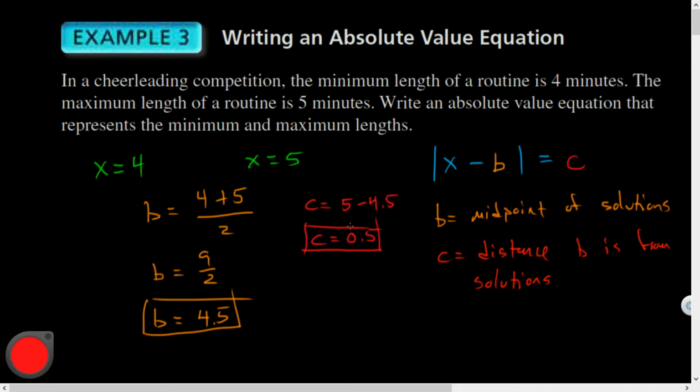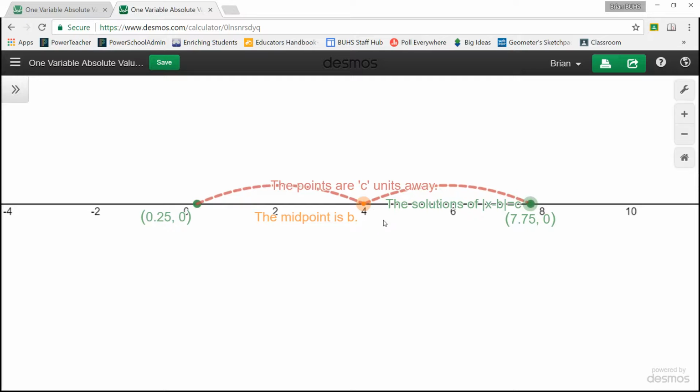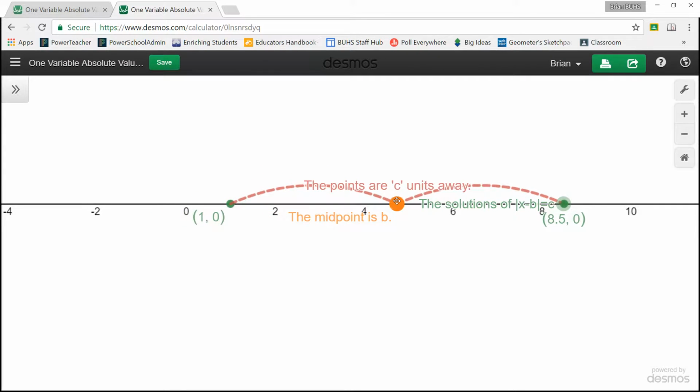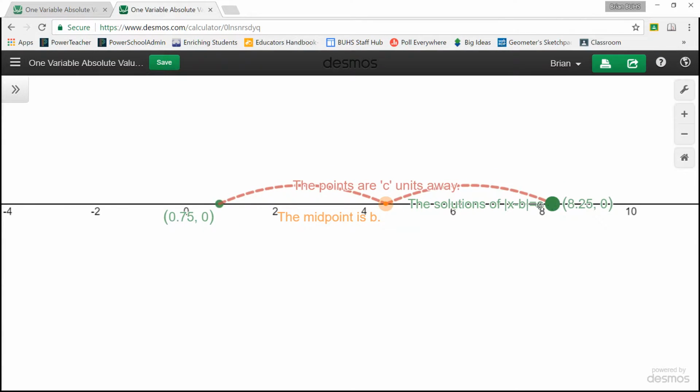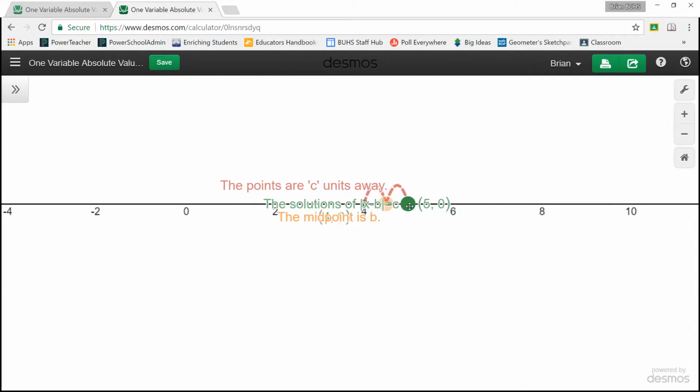So let's actually graph this before I write my equation. I'm expecting the midpoint to be at 4.5 and the distance to be 0.5. So let me drag this to 4.5. Let's see, this is 5. 4.5 would be right here, and I want this to be 0.5. Oh, my text is getting jumbled there. Bam. So look at that.